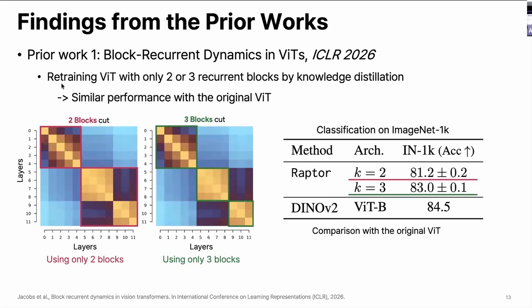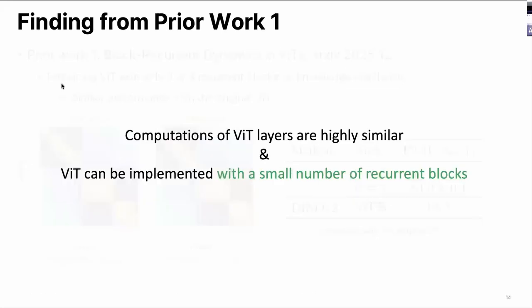The result is quite interesting: even with only 2 or 3 recurrent blocks, the student model achieves performance close to the original, which is Dino2 in here. And with 3 blocks, it recovers most of the original performance on ImageNet classification. This supports the idea that full independent parameterization may not always be necessary. The takeaway from the prior work is that various depths can contain repeated computation, and this supports the idea that ViT can be implemented with a small number of recurrent blocks, not many independent blocks.